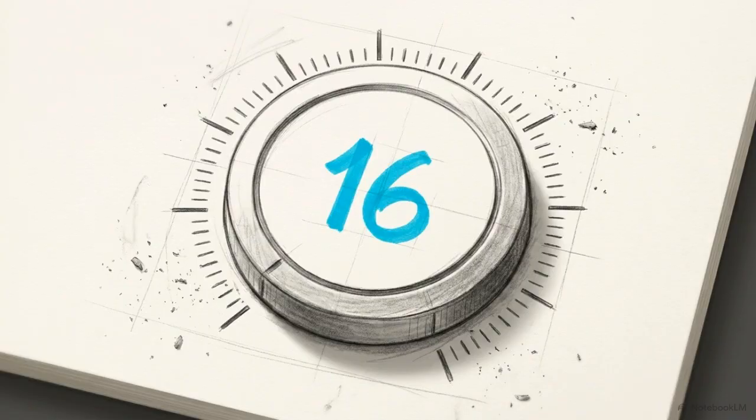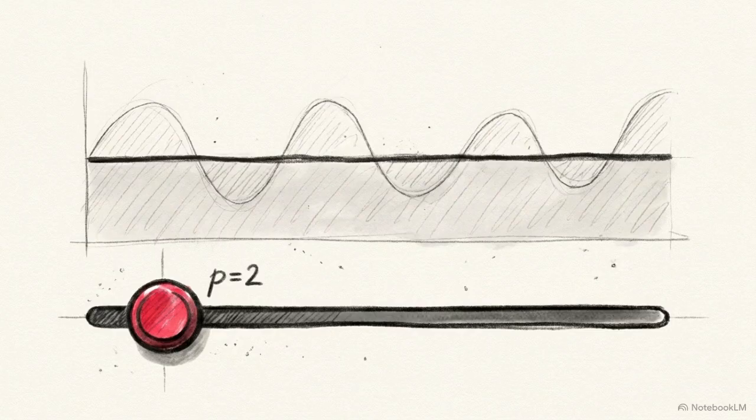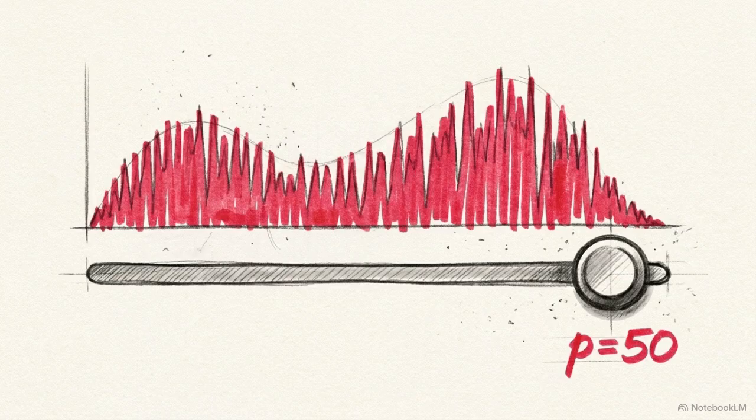The most important setting here is the model order, p, which tells the equation exactly how many past samples to consider. If p is 2, we underfit the model. The equation oversimplifies the signal, resulting in a flat curve that misses the actual frequency peaks. If p is 50, we overfit. The model memorizes random noise, creating false peaks that don't actually exist in the raw data.